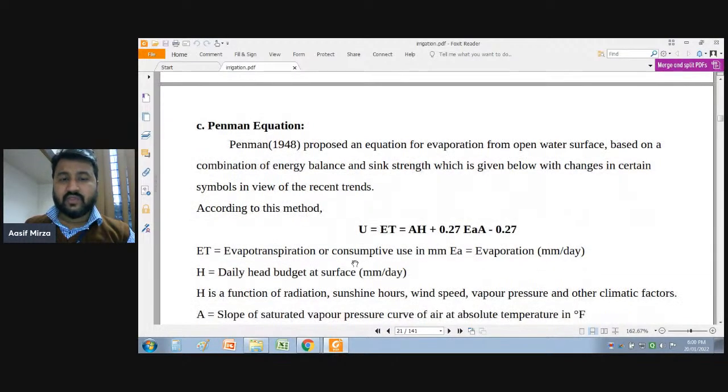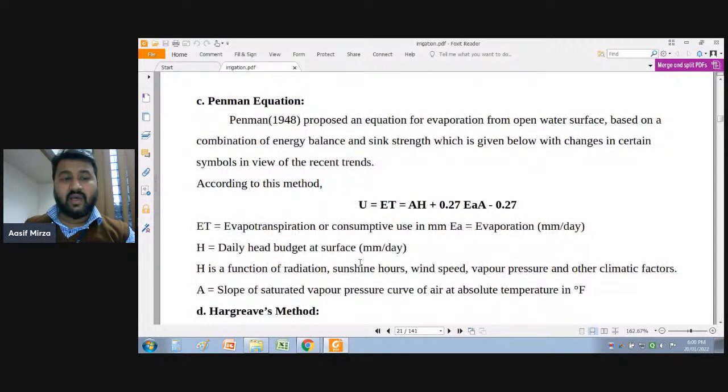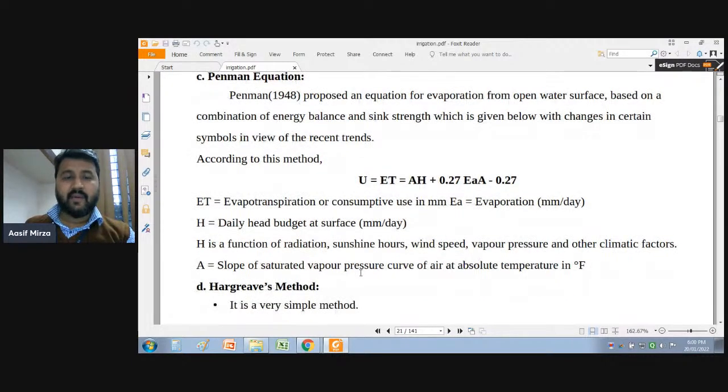According to this method, U = ET = (A × H + 0.27 × Ea) / (A + 0.27), where ET is nothing but the evapotranspiration or the consumptive use in mm, Ea is evaporation in mm per day, and H is the daily heat budget at the surface per day. H is a function of radiation, sunshine hours, wind speed, vapor pressure, and other climatic factors. A is nothing but the slope of the saturated vapor pressure curve of air at absolute temperature in Fahrenheit.